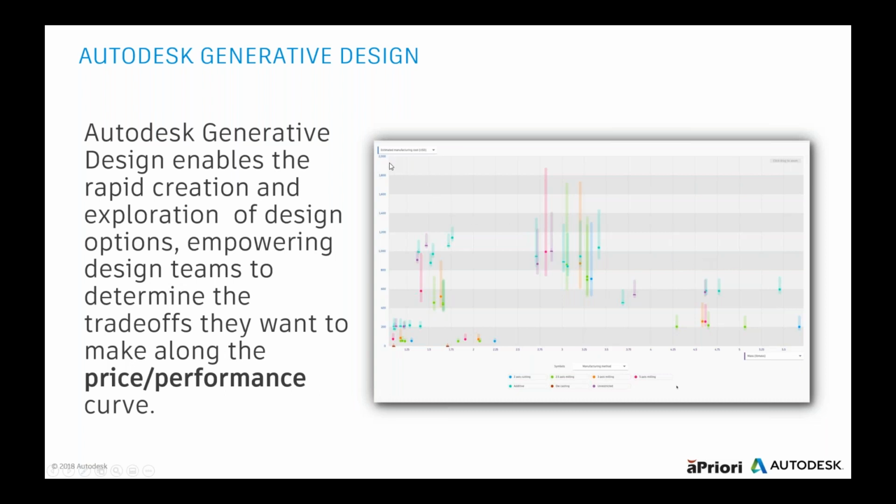On the left-hand column, we have the estimated manufacturing cost. Along the horizontal axis, we have the mass. And in the different colors, what you see are the different manufacturing methods. So we have a 2-axis cutting, we have an additive, we have a die cast, we have an unrestricted, and then some 3 and 5-axis methods.